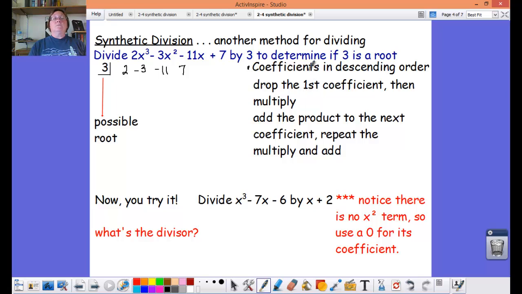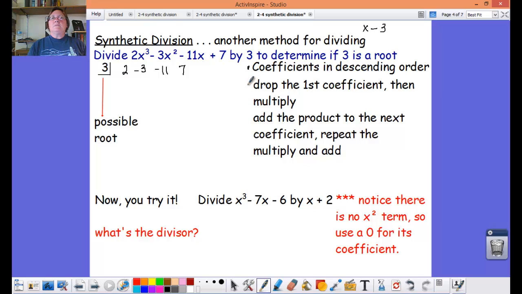It says, oh, by the way, in synthetic division, you don't divide by a factor, you divide by what you think might be the root. Remember, in our example we were dividing by x minus 3. The root that would be associated with that is x equals 3. So we use 3 as the divisor here.